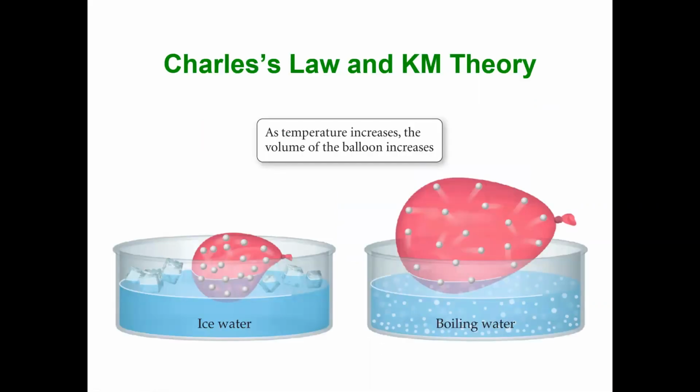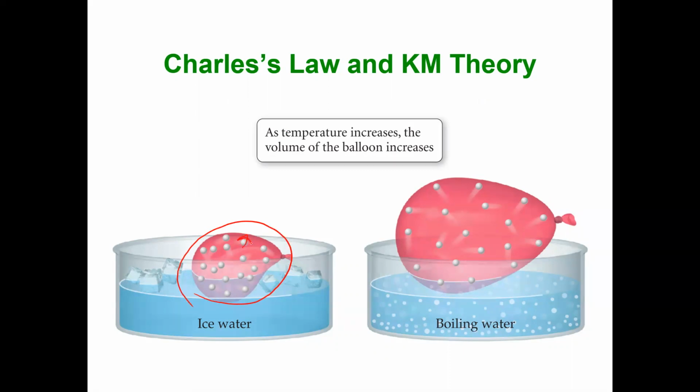So essentially with Charles' law, you can think of kinetic molecular theory. With kinetic molecular theory, we had discussed that the speed of the molecules is directly proportional to temperature. As you increase temperature, things travel faster. Well, if we take that concept and we think of a balloon that's placed in cold water, the gas particles are going to travel at a slower speed.